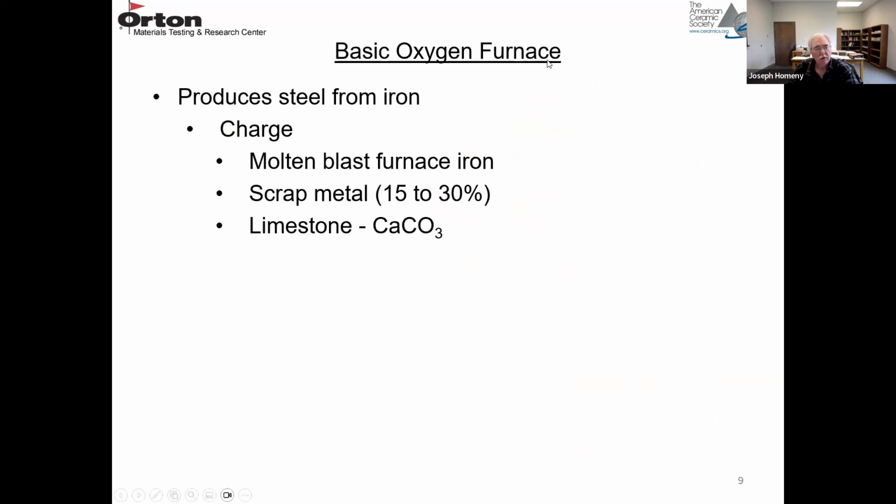In the basic oxygen furnace, the iron from the blast furnace is converted to steel by removing the carbon. So the charge is the molten blast furnace iron. There's some scrap metal that's added, maybe 15 or 30% scrap metal. And then you have your limestone, your calcium carbonate, to form the slag.